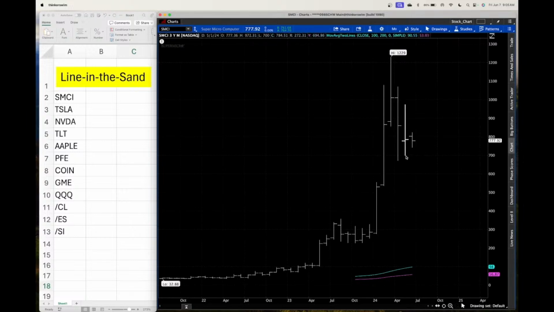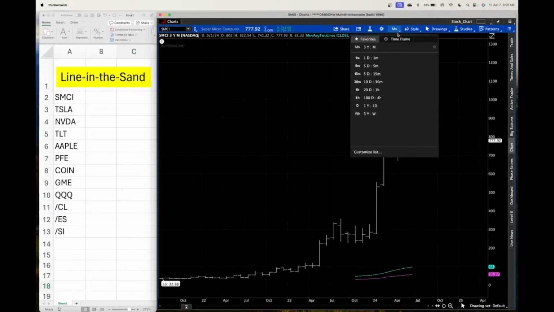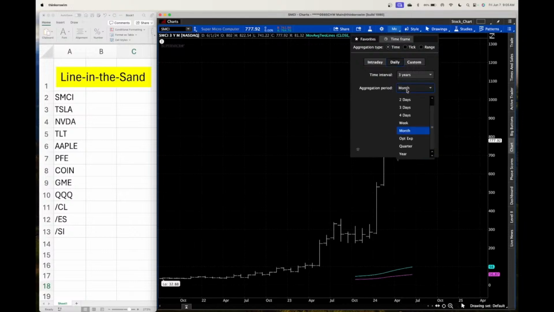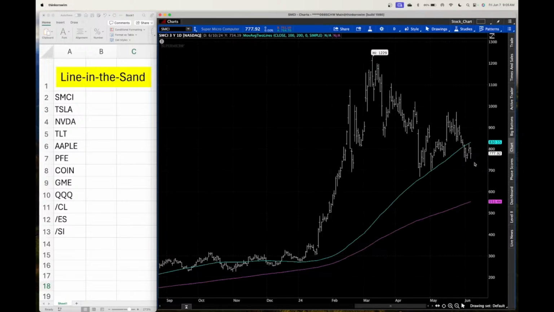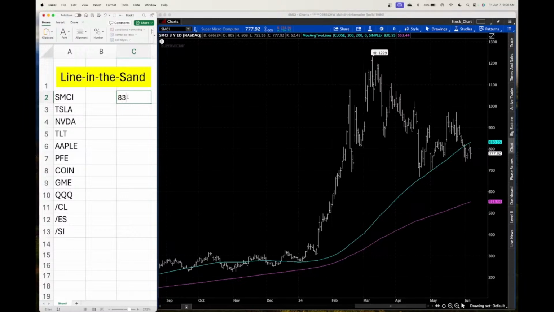Monthly, down here is going to be support, but the only really strong number takes us back to the daily, and we would look down here as support, 755, 741, but this real big number would be the 830 line in the sand for SMCI. Just that 100 period moving average. Keep it nice and simple.